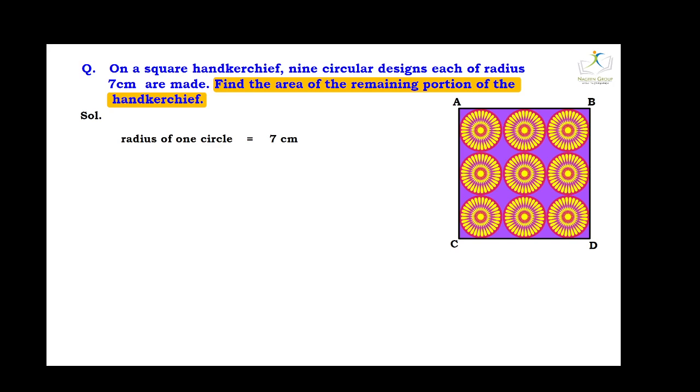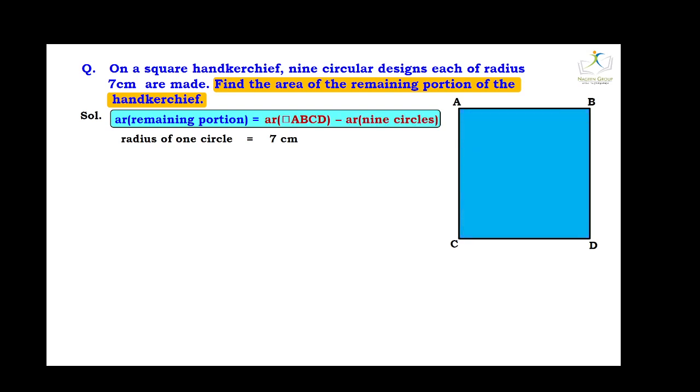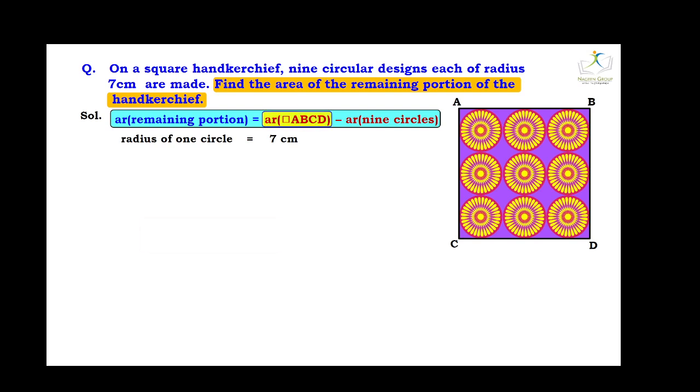So you have to find the area of the circle where radius is 7 centimeter, times 9. So 9 circles are there. It may be made with some design, some woolen designs they may make like that. So we have to find the remaining area. How to find the remaining area? Area of square minus 9 times area of that design circle. That's all. It's very simple.